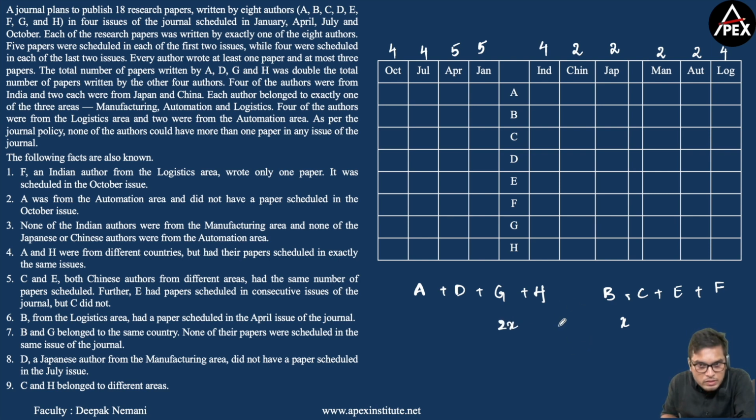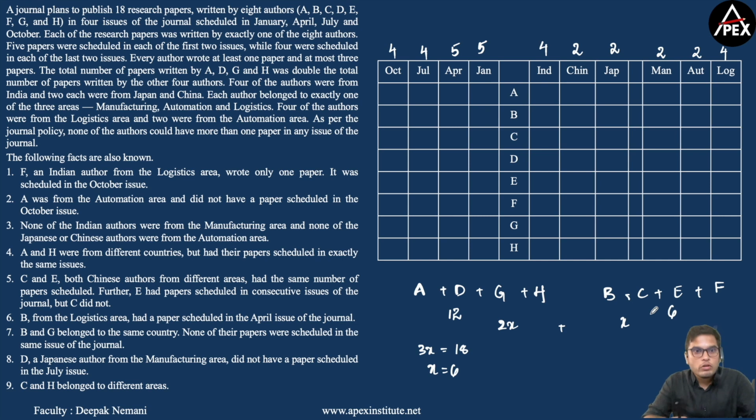So if that's the case, the total number of papers written by all these 8 authors will be 2X plus X, which is 3X. And it is given that the total number of research papers was 18. So 3X is equal to 18, which implies X is equal to 6. So we have A, D, G and H writing 12 research papers together, and B, C, E and F writing 6 research papers.